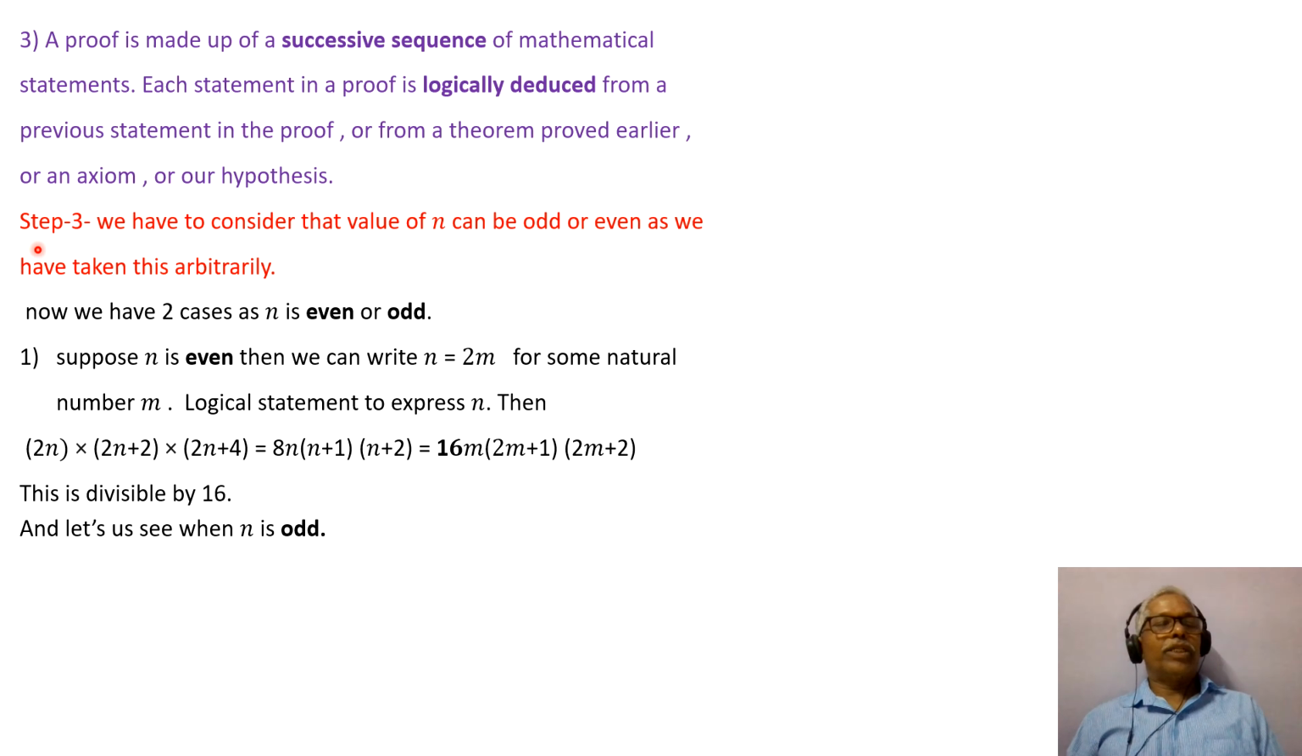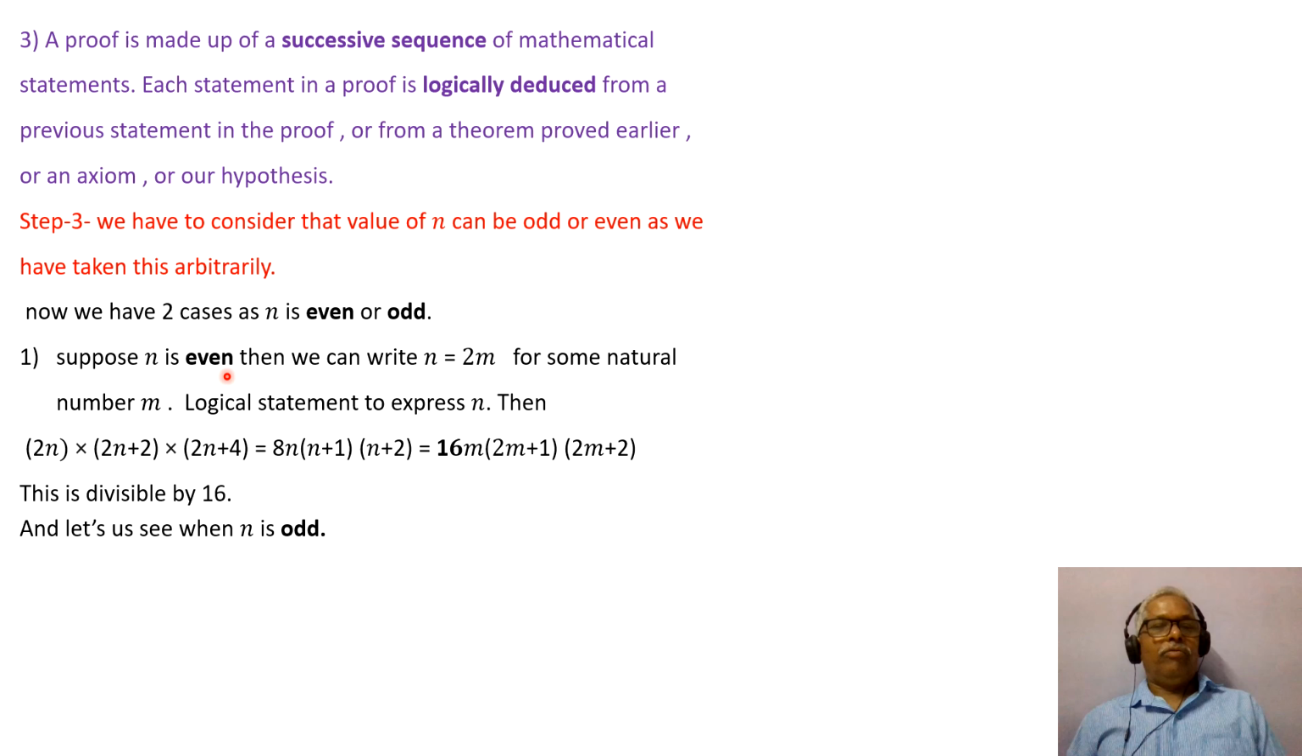So step 3, depending on this, we have to consider that the value of n can be odd or even, as we have taken it arbitrarily. So now we have two cases, as n is even or odd. We'll take them one by one. First one, suppose n is even.